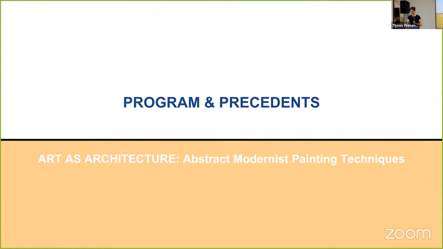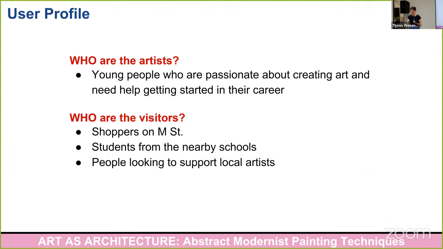So moving on to the building program, a primary goal of this project is to provide support for fine artists to pursue their dreams of being a professional artist without any of the financial pressures. The public-facing part of the building aims to draw in as many people as possible, whether it's shoppers on M Street, students from nearby schools, or just people looking to support local artists.